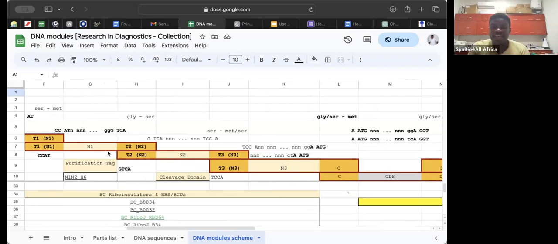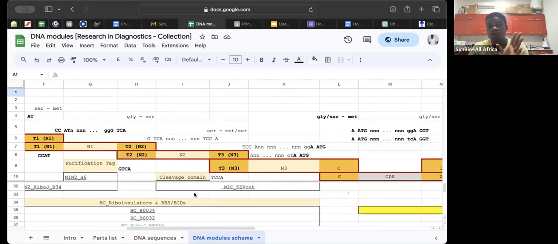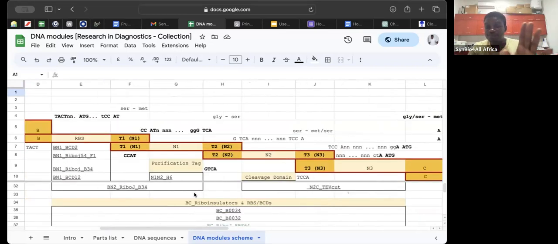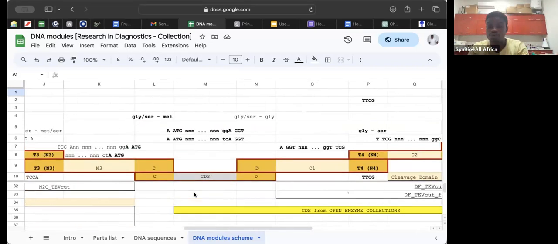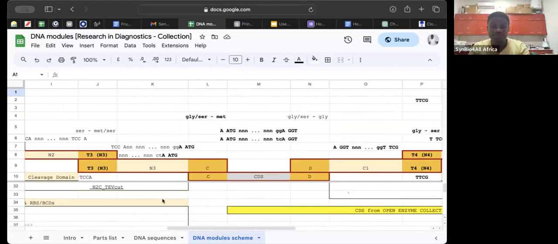If you don't do that, and you just ignore the superlinker here, what is going to happen is that when you try to digest your system, it's going to produce overhangs that are not going to be compatible, right? So that is basically what I'm trying to say. If you want to do promoter, RBS all the way to coding sequence, then you have to use this particular superlinker.